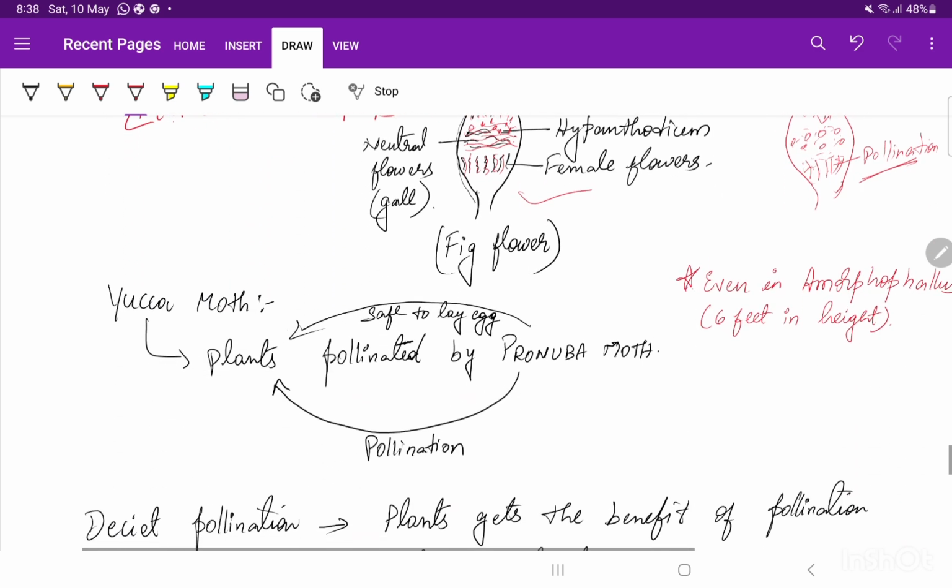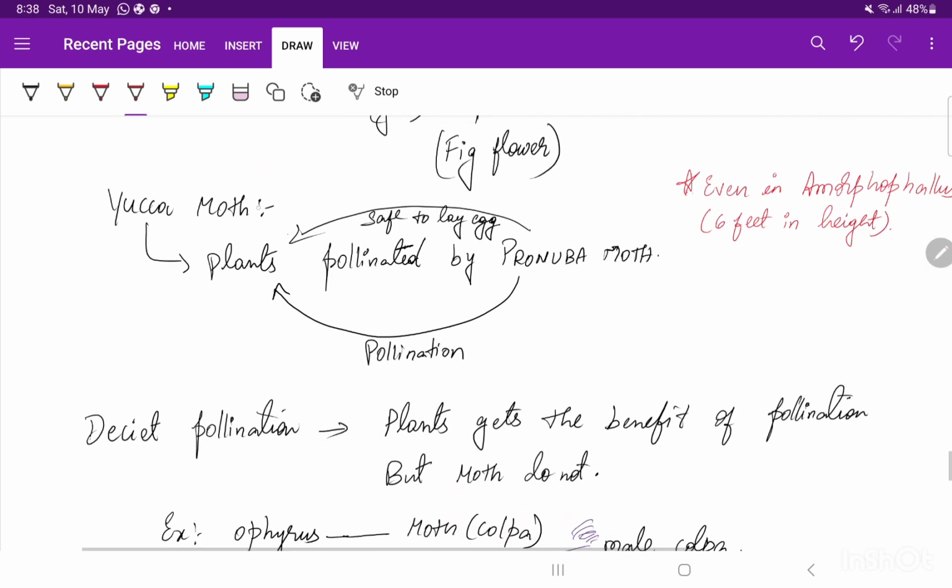I hope it's clear. Another one is yucca moth. Yucca is a plant which is pollinated by a moth called the Pronuba moth.